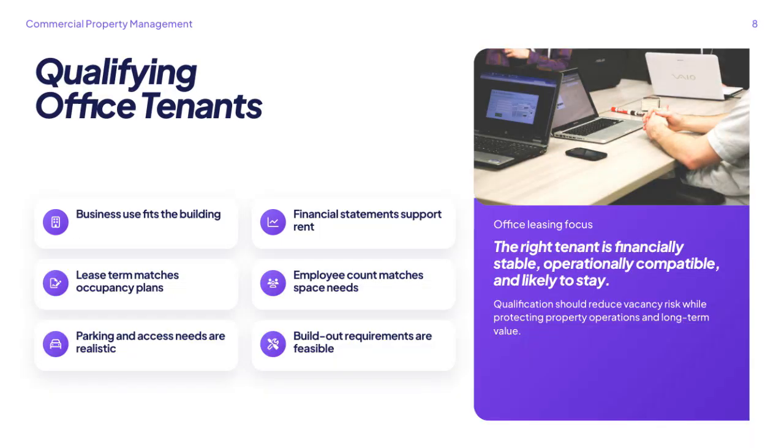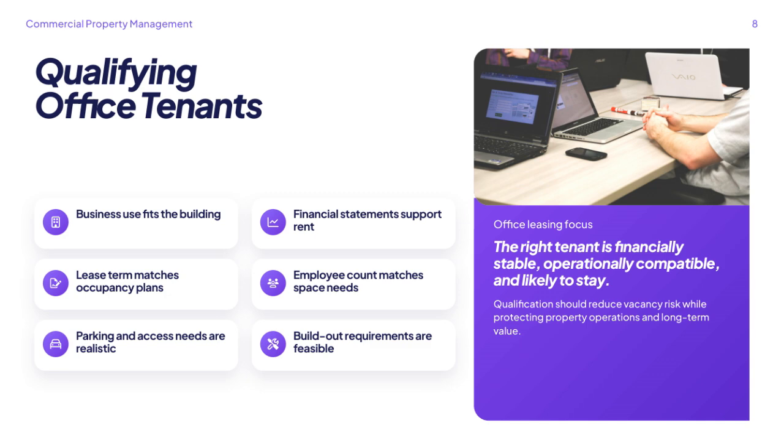When qualifying office tenants, it's crucial to ensure that the business use aligns well with the physical space available. The space should fit the company's operational needs without excess or shortfall. Financial statements play a key role here. They help verify that the tenant can support the rent, which is fundamental to maintaining steady cash flow. Next, the lease term should be carefully matched to the tenant's occupancy plans to avoid future disruptions or vacancies. The number of employees the tenant has must correspond to the space size to ensure comfort and efficiency.